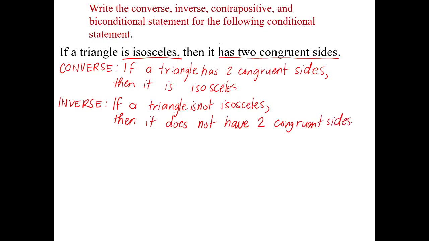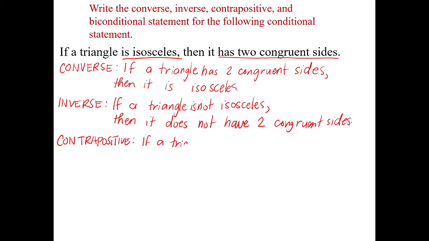The plural form of has is have, but since we are using does not, we use the plural form, so it is does not have. Okay. What about the contrapositive? Lugo, sir. Yes, go on, Lugo. If a triangle does not have two congruent sides, then it is not isosceles.